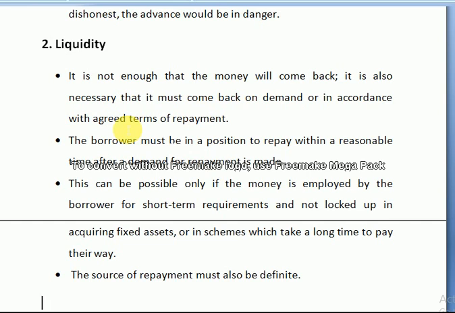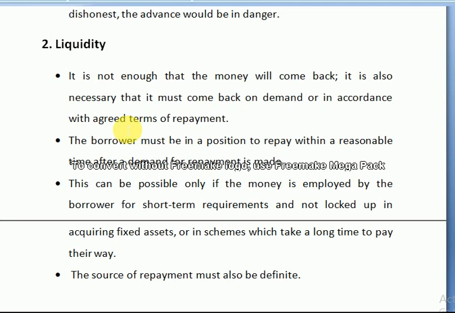The sources of the repayment must also be defined. That is, from which resources the borrower will repay the borrowed amount or the lending amount. If the borrower has strong financial resources, then anytime when the bank demands the money, it will come back. But if the borrower doesn't have strong resources of repayment, doesn't have assets, doesn't have proper land, building and other types of strong security, then in these situations the liquidity of the loan amount will be in ambiguity.